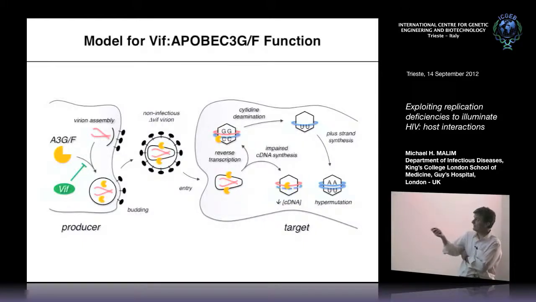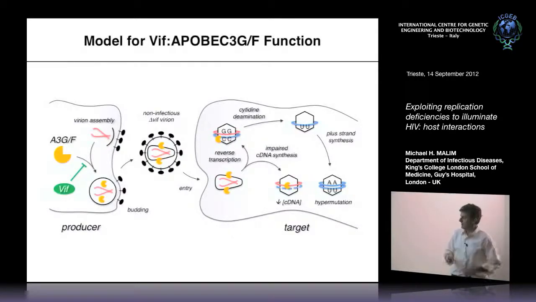And if those DNAs are maintained in those cells, you end up with DNAs that contain mutations in them. In any given DNA, you can in fact get up to about 10% of the cytidines mutated, which on the plus strand will give you guanosine to adenosine mutations.